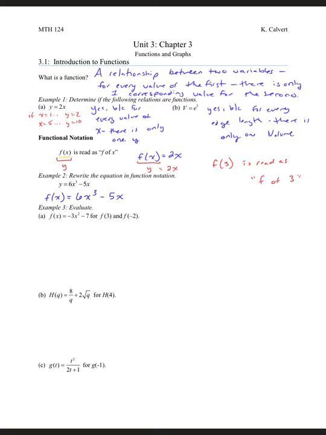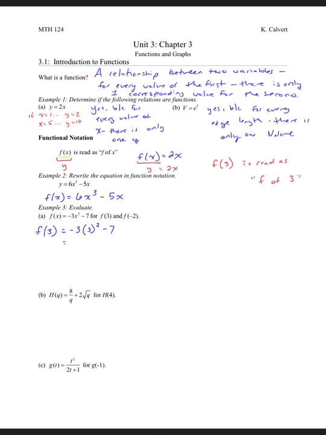Okay, the next one we're going to do, example 3, we have a couple here, is going to be evaluating these functions. So the first one, we have the function f of x equals negative 3x squared minus 7. We want to find f of 3 and f of negative 2. So let's start with f of 3. We need to take the 3 and substitute it in for all of the x's. So negative 3 times 3 squared minus 7.